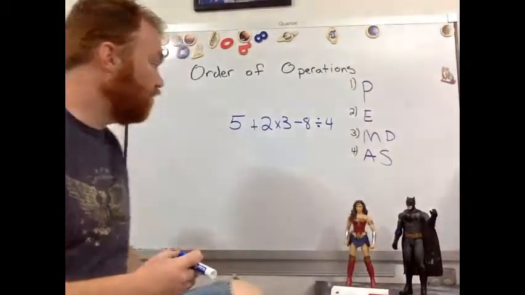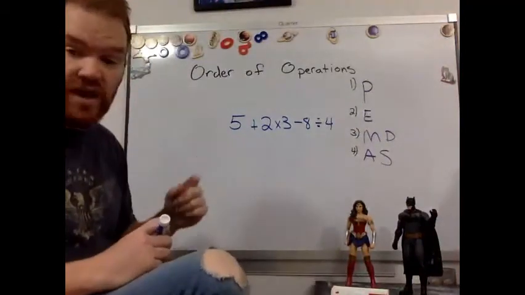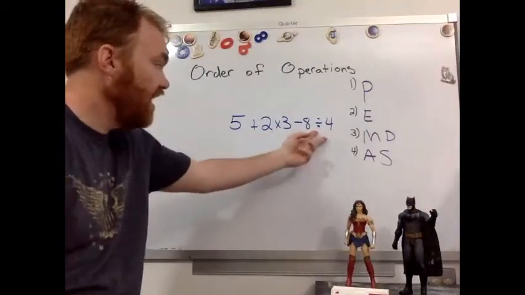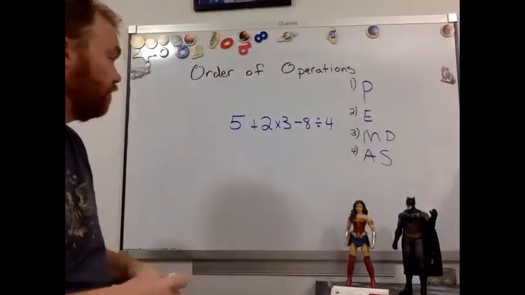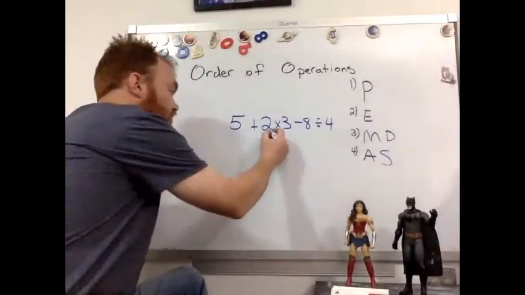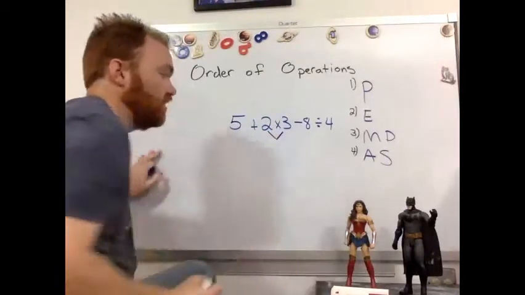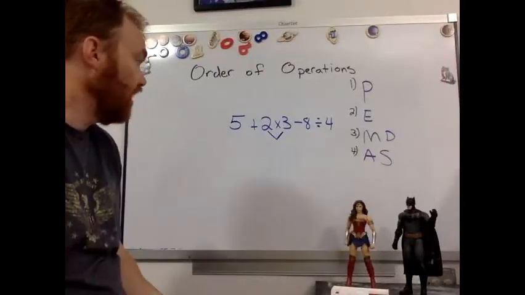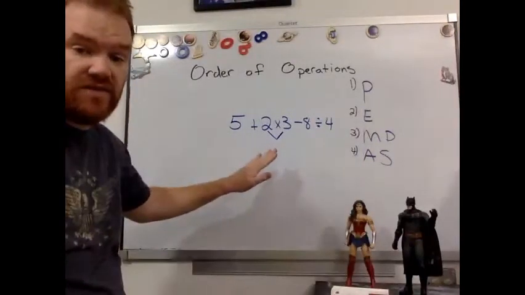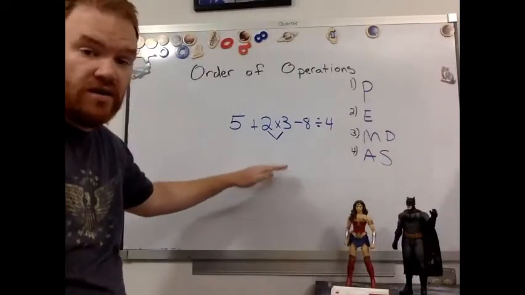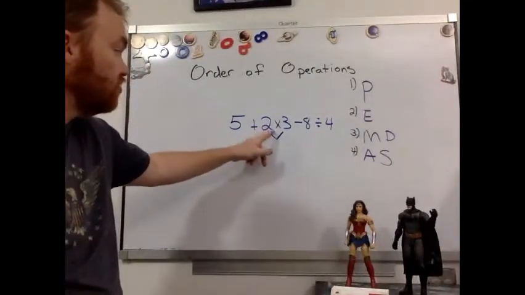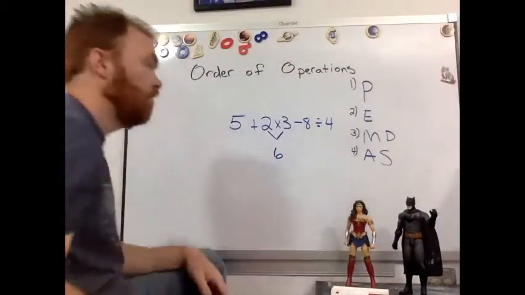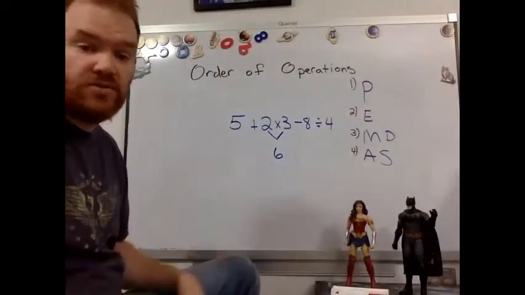I go to step 3, multiplying or dividing. I do have multiplying and dividing in this one. I have 2 times 3, and I have 8 divided by 4. So I'm going to do 2 times 3 first. This is the way that I've done it since I was in middle school, and I feel like it's the easiest way to do it and stay organized. So 2 times 3 is 6.